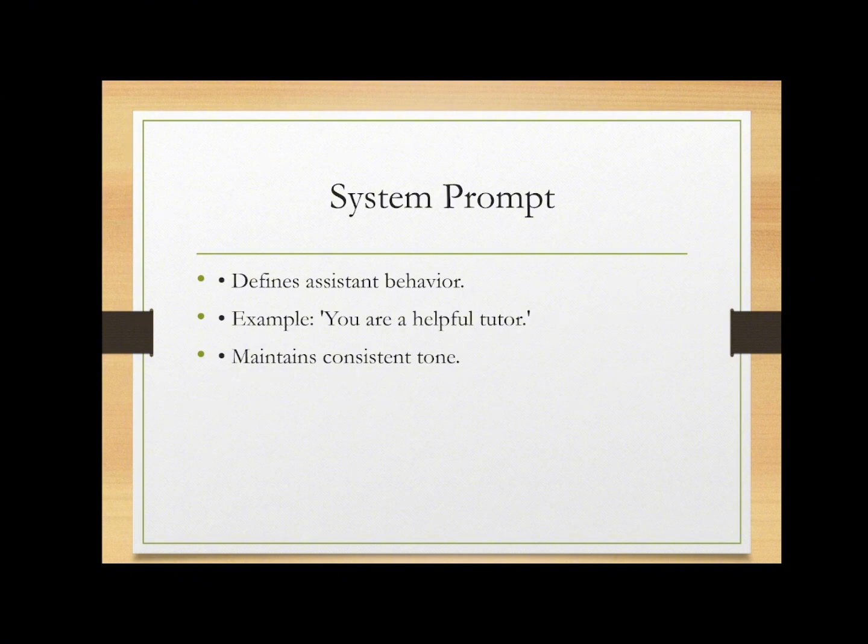Coming to the system prompt. The system prompt defines how the assistant behaves. For example, mine is set as: you are a helpful tutor, be concise, clear, and step by step where useful. This ensures all responses are educational, professional, and consistent in tone.